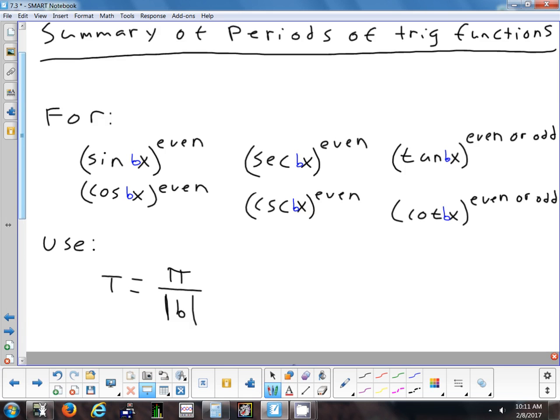Okay, so if you have tangent or cotangent, it doesn't matter if it's even or odd. Any tangent or cotangent function uses the formula pi over b. But if you have sine, cosine, secant, or cosecant to an even power, that's the formula, pi over b. Now I put absolute value just in case b was negative. I don't think we have one where it is, but b, when you're finding the period, should be a positive number.